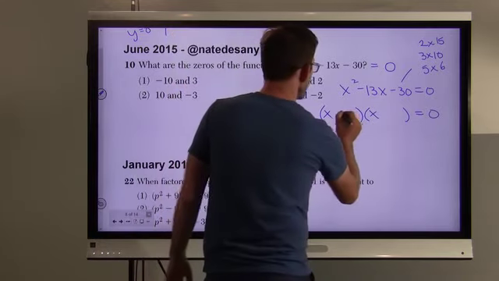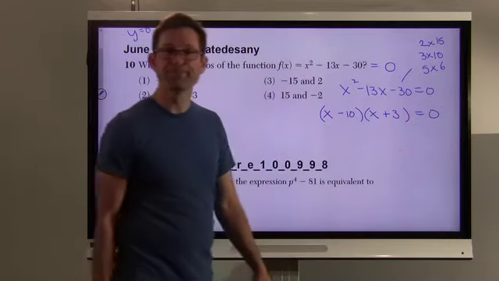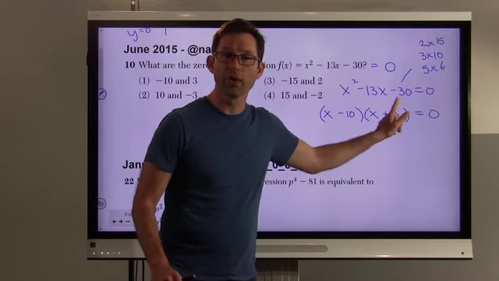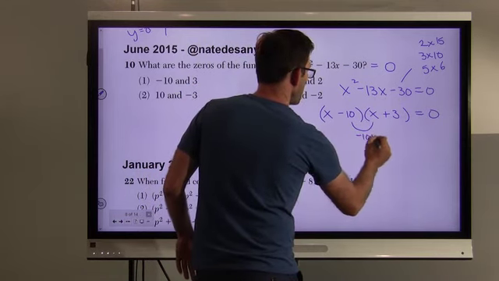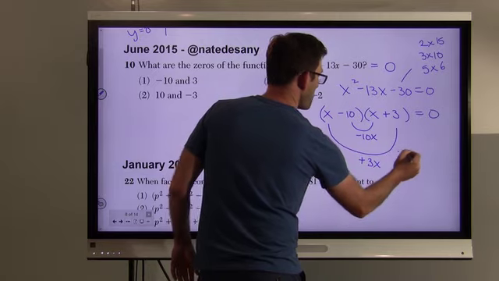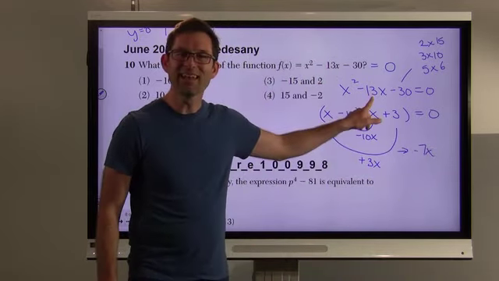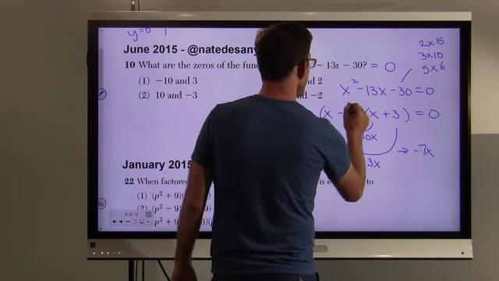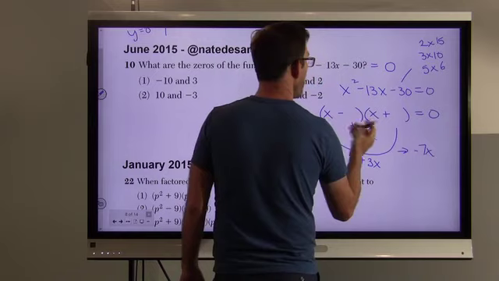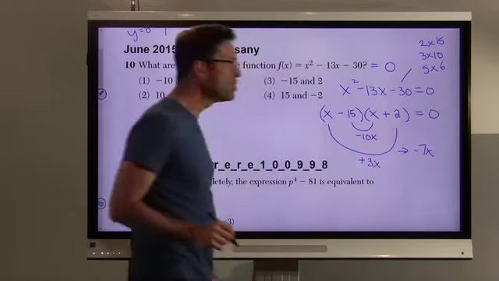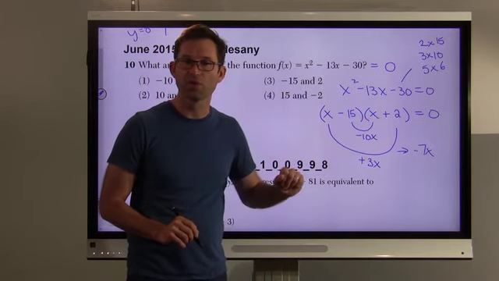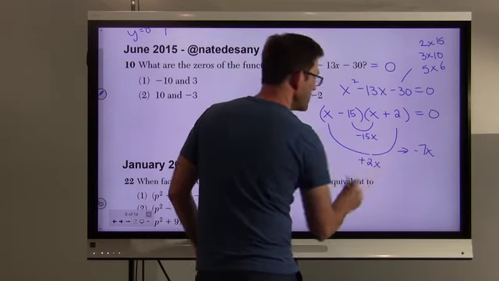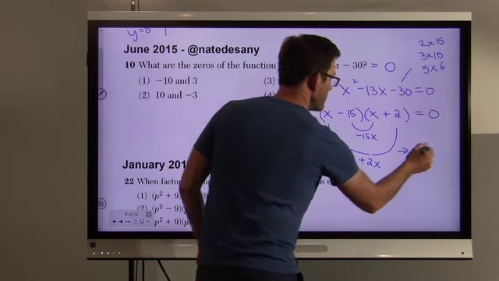So for instance, let's say I did this: x minus 10, x plus 3. Well, x times x is x squared, negative 10 times 3 is negative 30, but this negative 10x and this positive 3x, when they combine, give you negative 7x. And I need to get negative 13. I can't have negative 7. So you make another guess, and hopefully you get to a point where you start to develop some good number sense. And in this case, it's x minus 15, x plus 2. And of course, that's correct because negative 15 and positive 2 is negative 13. And that's what we need.